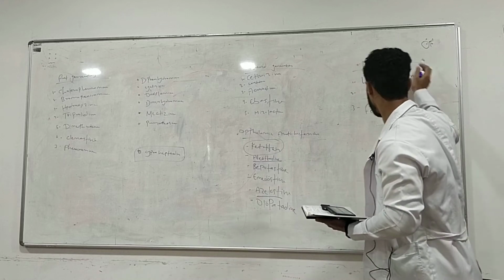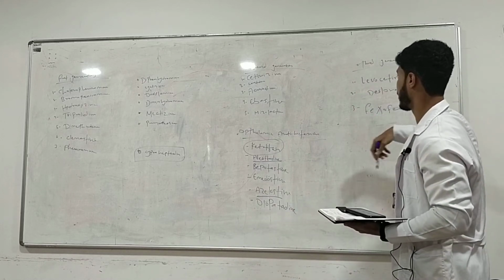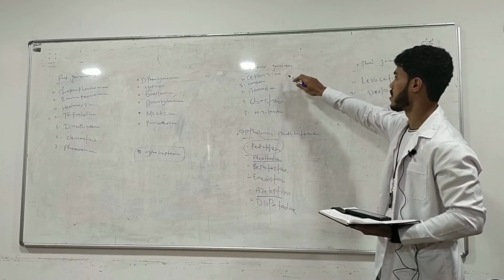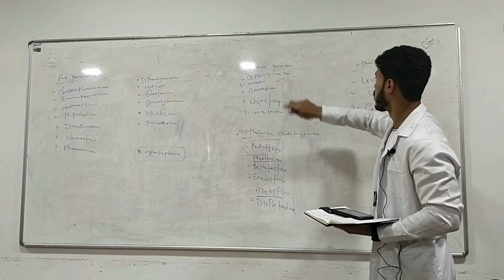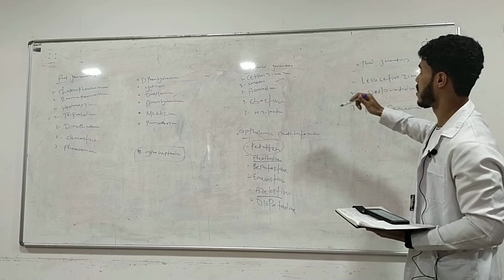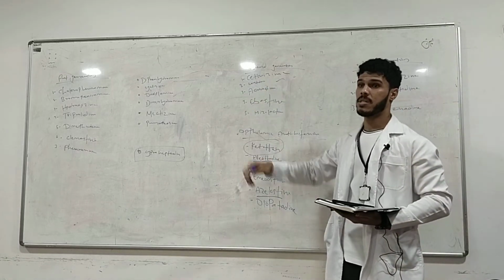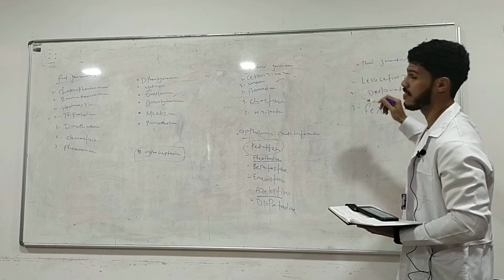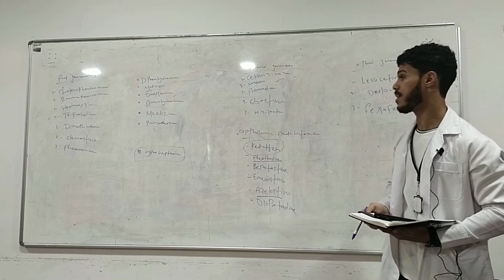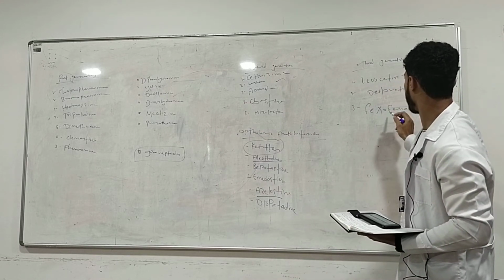Coming to the third generation. Third generation, actually it is derived from this cetirizine and then loratadine. So what's the difference between this and this? These medications are actually prodrugs. They have to be metabolized to produce the active ingredients. Okay, but what about this terfenadine?